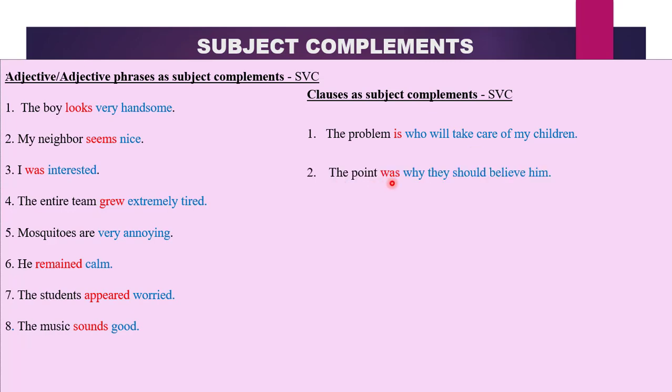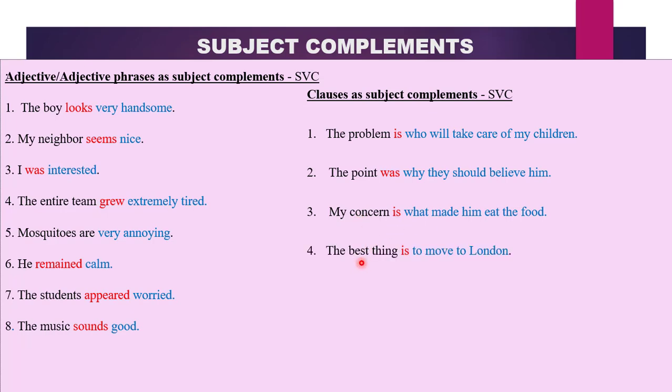The point was why they should believe him. What was the point? Why they should believe him. Why they should believe him was the point. So it refers back to the subject. Therefore, we have a whole clause functioning as our subject complement. My concern is what made him eat the food. What was my concern? What made him eat the food? What made him eat the food was my concern. Therefore, what made him eat the food is a clause functioning as a subject complement.